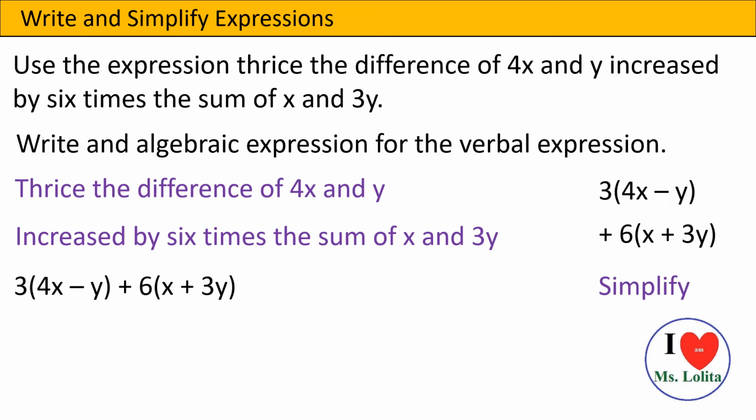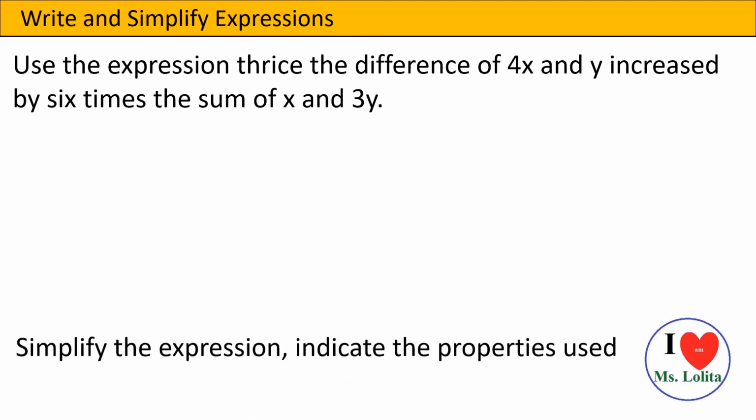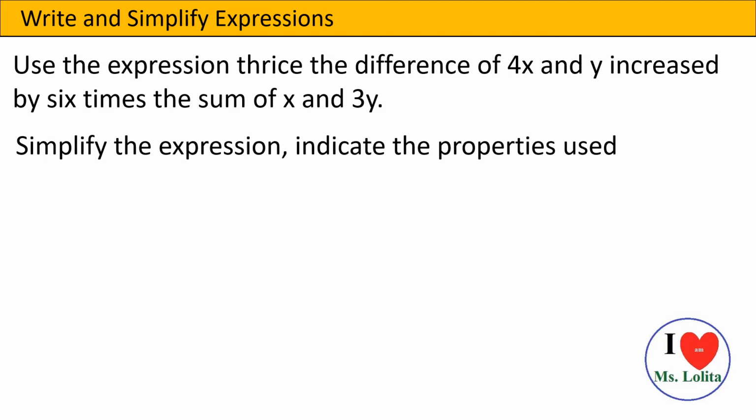Moreover, to simplify the verbal expression into an algebraic expression, it will give us 3 multiplied with the open parenthesis 4x minus y, close parenthesis, plus 6 multiplied with the open parenthesis x plus 3y, close parenthesis. In this problem, we are going to simplify the expression, then indicate the properties used.